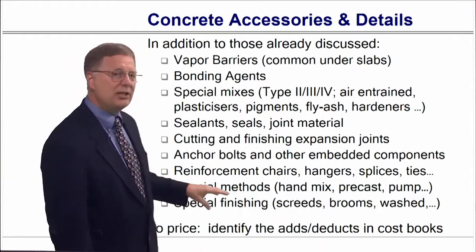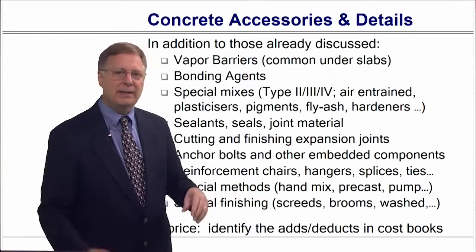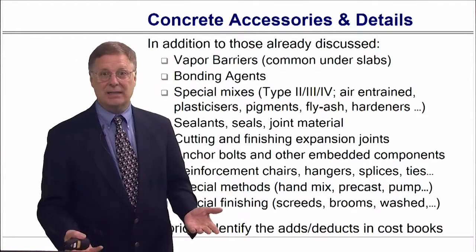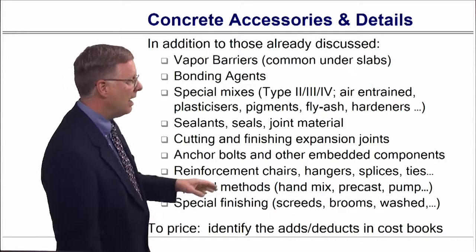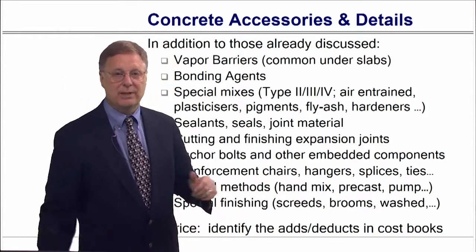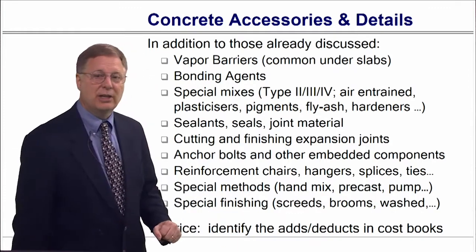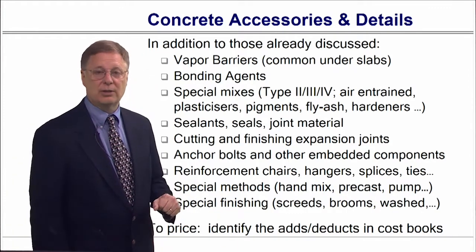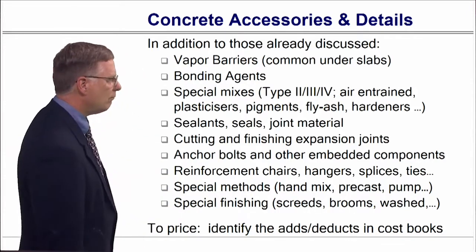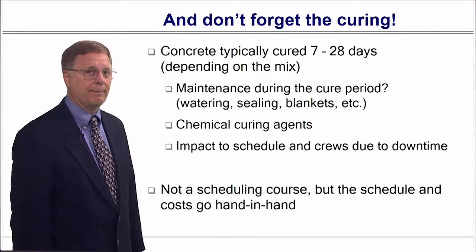And then there's anytime you change the methodology. If I'm doing an elevated slab, I have to pump it in there. I might have to hand mix it, depending upon the site or depending upon the availability of concrete. I might even do some precast material, which means casting it off-site and carrying it on-site. Special kinds of finishing that you might be doing at the end of it. So there's a number of different things that you're going to run into there. And you'll find these additives and deducts in the cost book.